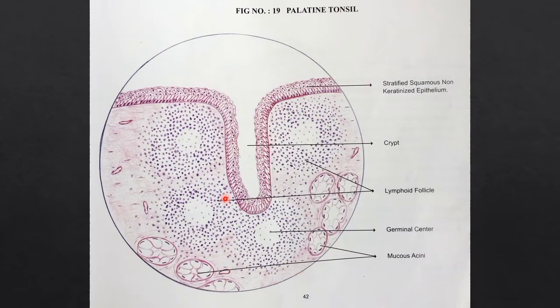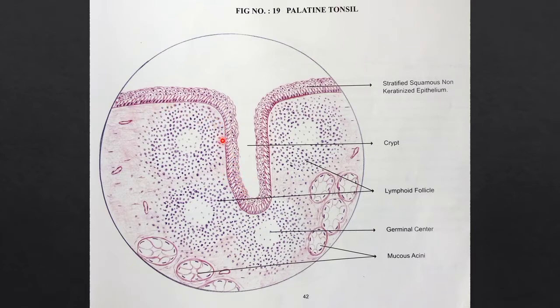Then moving to the next organ is the palatine tonsil. How to identify the palatine tonsil? This slide gives some confusion. The same thing we can identify in another organ that we are going to discuss in the next session. Which organ does it resemble? It resembles the esophagus.